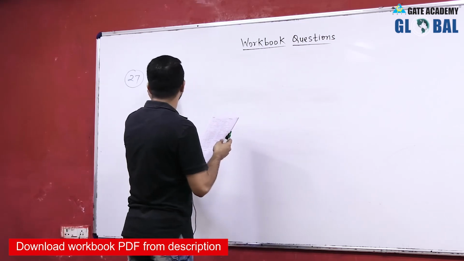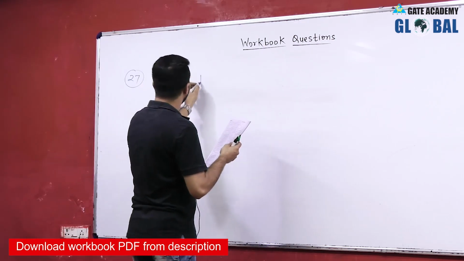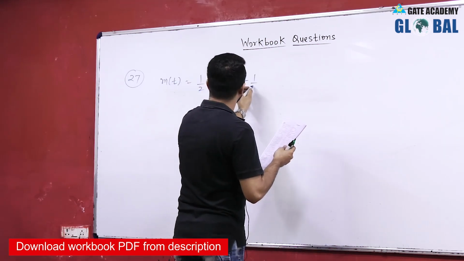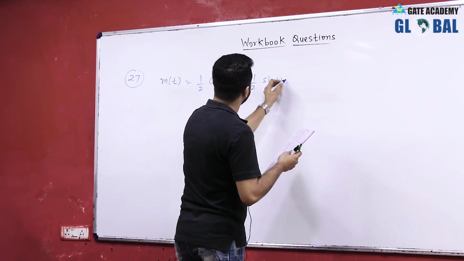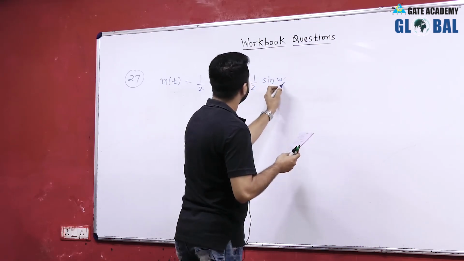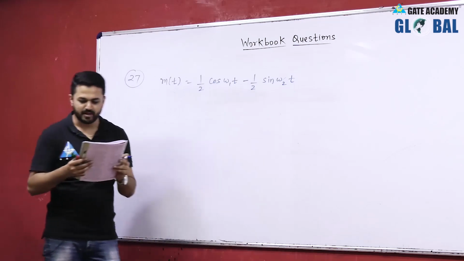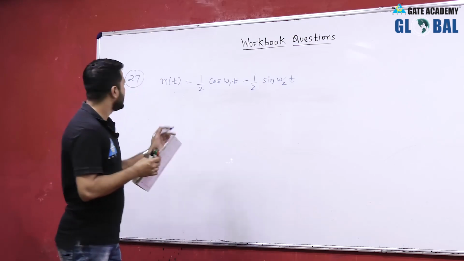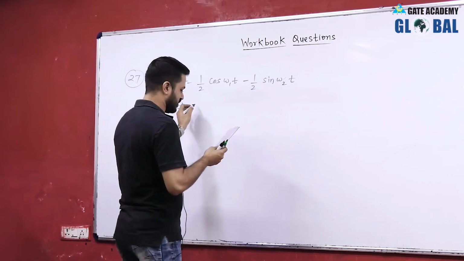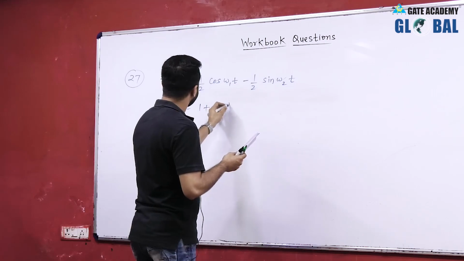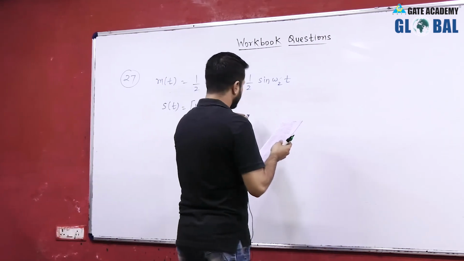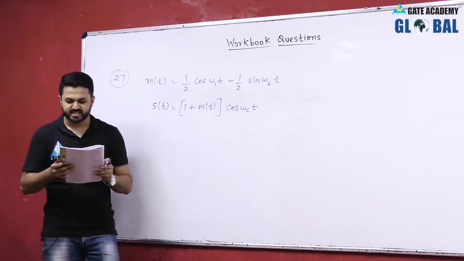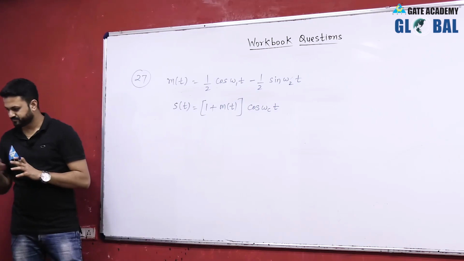A message signal given by m(t) = 1/2 cos ω1t − 1/2 sin ω2t is amplitude modulated with a carrier of frequency ωc to generate s(t) = (1 + m(t)) cos ωct. What is the power efficiency achieved by this modulation scheme?